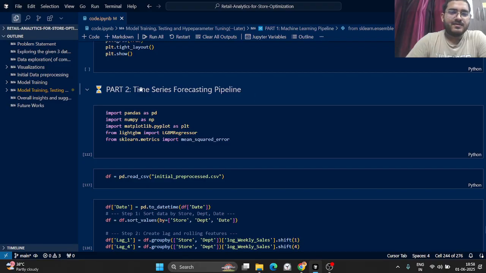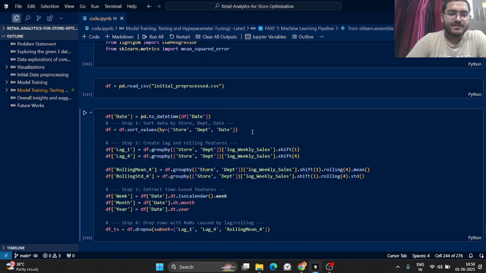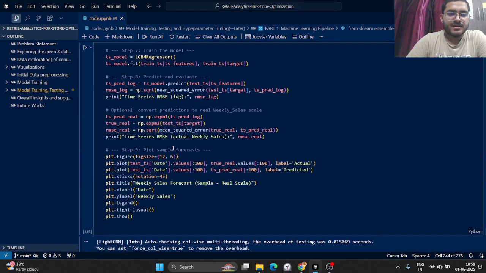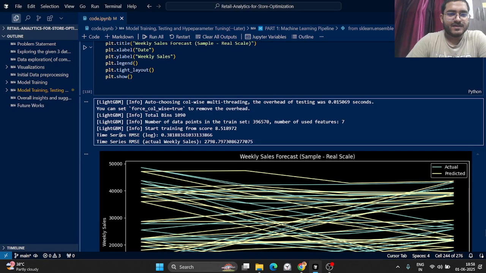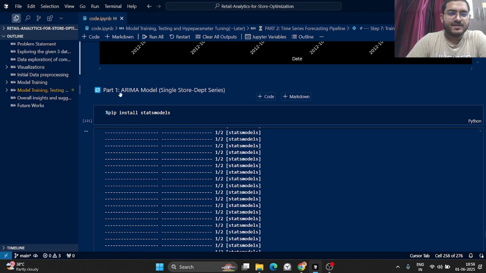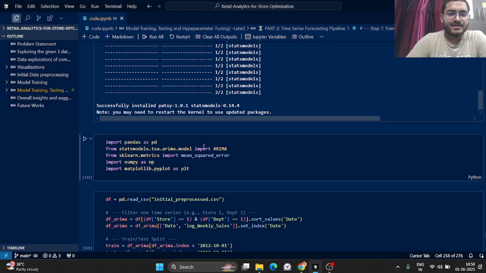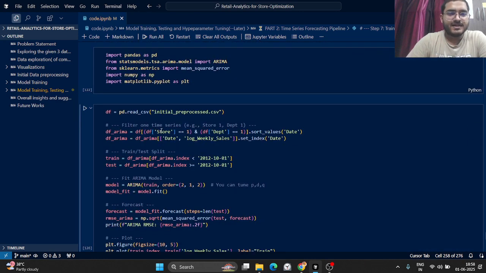So then we were using a time series forecast pipeline. So here we first used LGBM regression, and the result had the lowest RMSE value. I got 0.38. After that I went to try ARIMA for a single series. ARIMA is for a single time series or sequence.